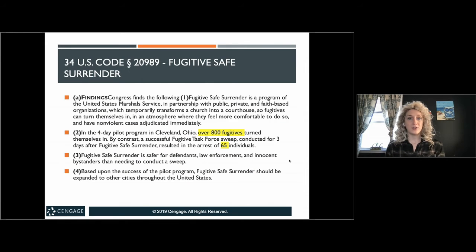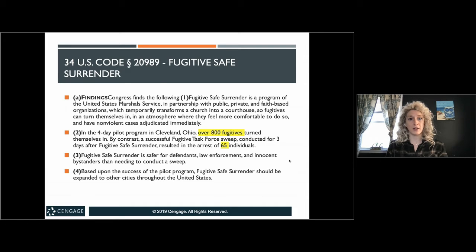So in Cleveland, Ohio, they tried this fugitive safe surrender where they would set up in churches and you would have law enforcement, they would basically set it up as a courthouse. So you would have a judge there. The fugitives could actually come and turn themselves in and the courts would be a little more lenient on them because they were turning themselves in. So it gave them the opportunity to have a quicker hearing.